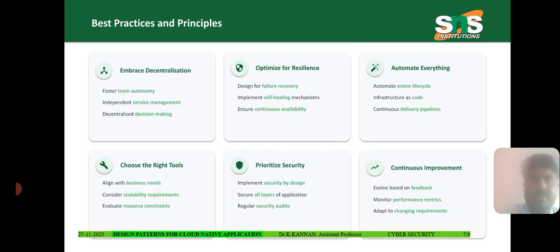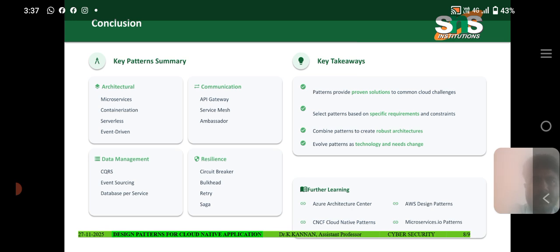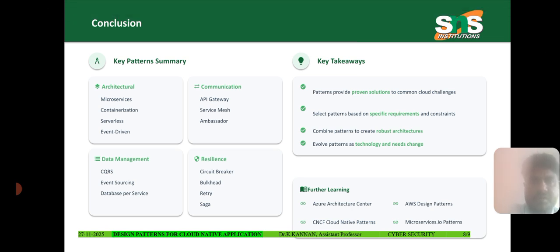Next are best practices and principles: empower decentralization, optimize for resilience, automate everything, choose the right tools, and prioritize security and continuous improvement. A summary of key patterns: microservices, containerization, serverless and event-driven. Architectural and communication patterns are API gateway, service mesh and ambassador. Data management is CQRS, event sourcing and database per service. And resilience is circuit breaker, bulkhead, retry and Saga.